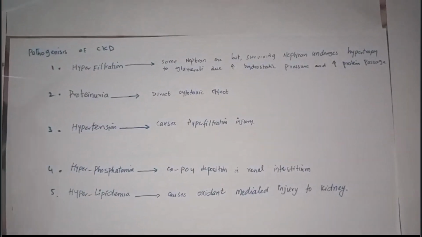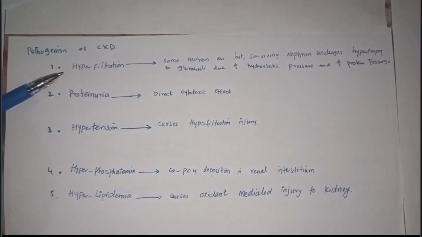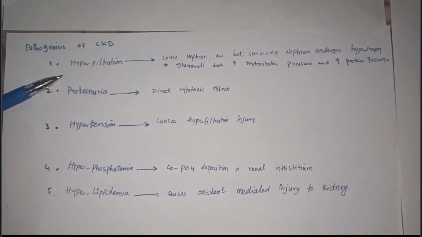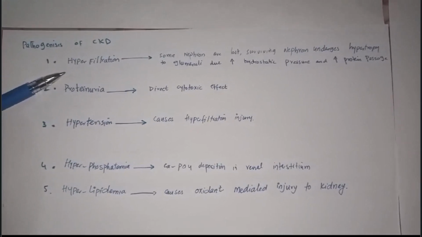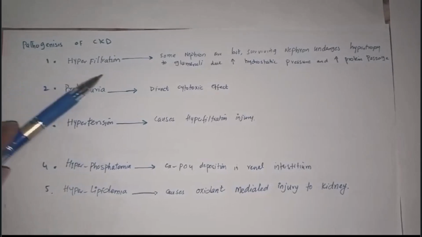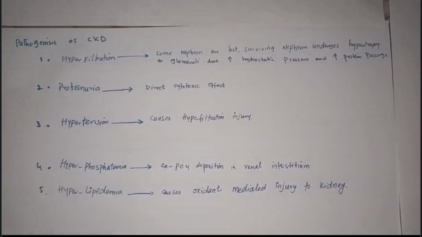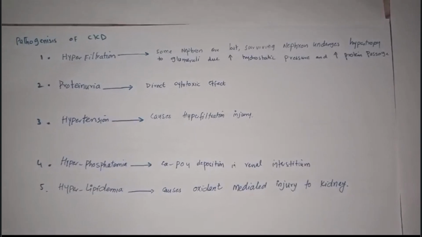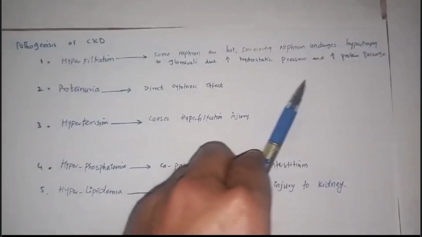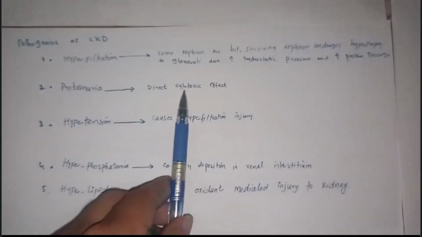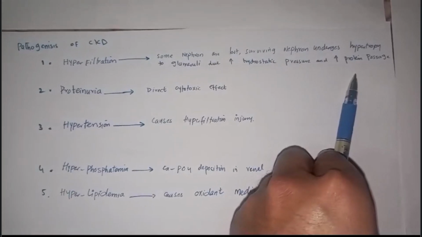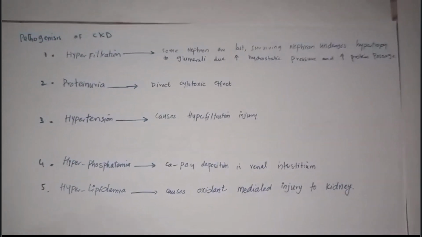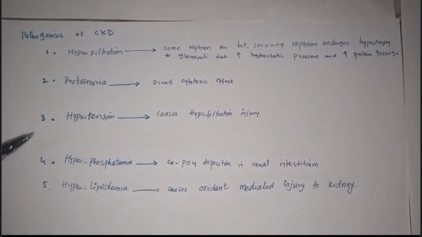This slide is about the pathogenesis of CKD, how CKD develops in a patient. There are possible pathogeneses like hyperfiltration. Some nephrons are lost during kidney damage, but the surviving nephrons undergo hypertrophy of glomeruli due to increased hydrostatic pressure and increased protein passage. As you know, proteinuria is toxic.